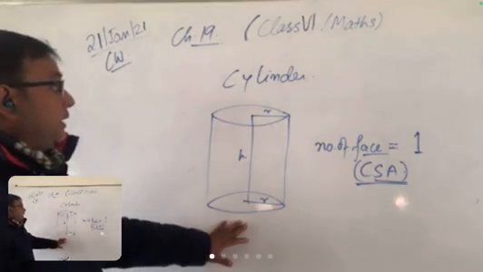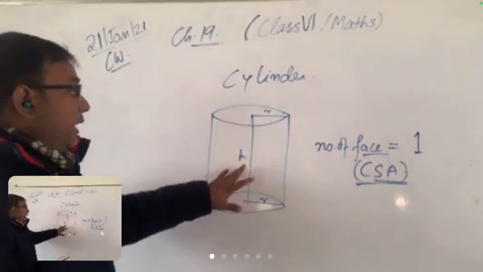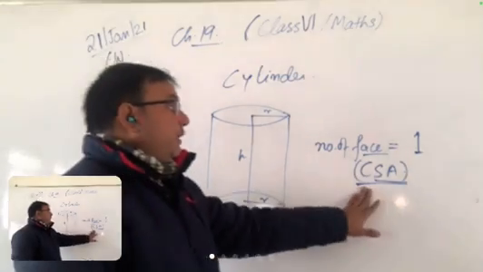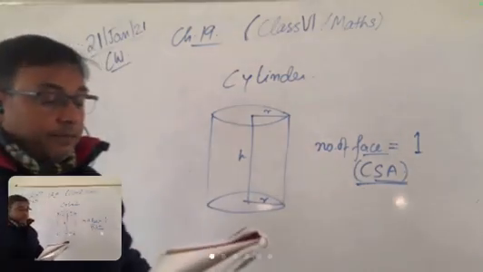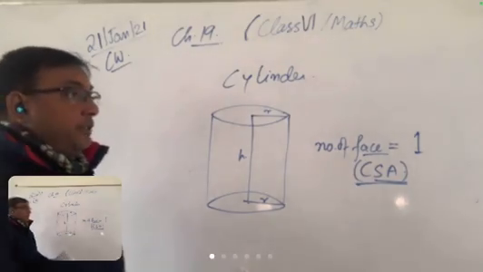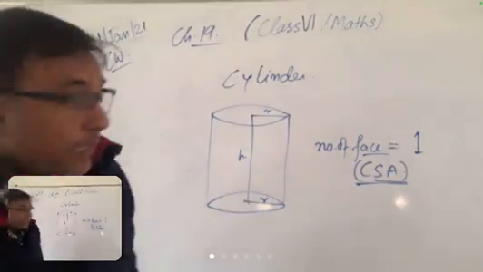Okay, now this is the cylinder, and these are the two radii, and this is the one height. And number of face is the curved surface. Curved surface is basically the face. Okay. After that, sphere, I already told you yesterday.